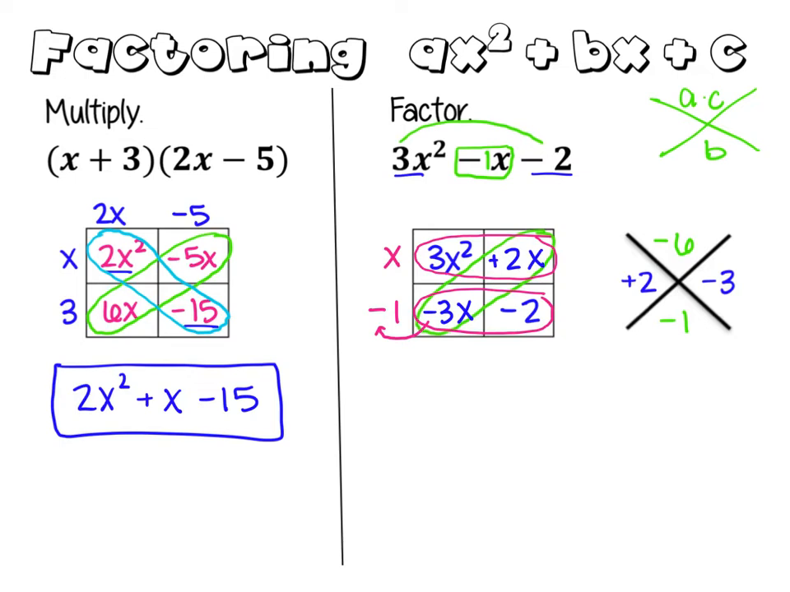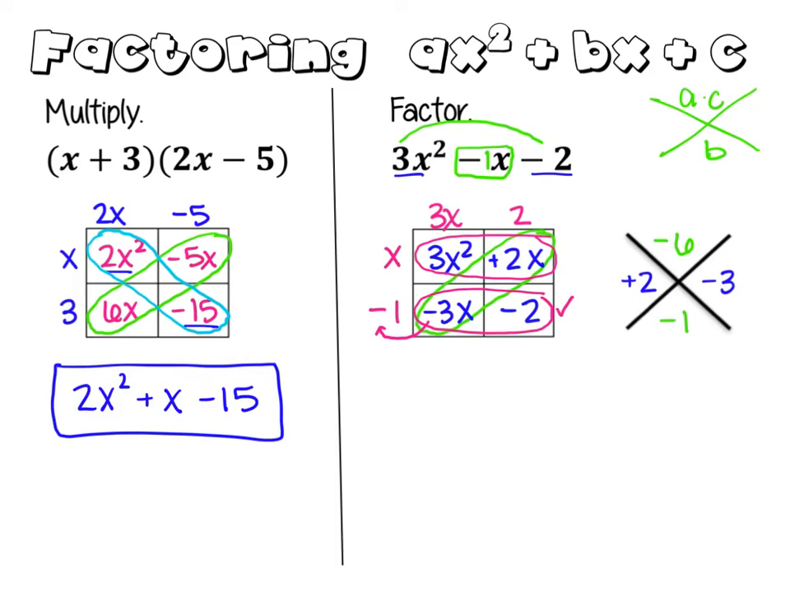Or I could just reverse multiply now. What times x gets me 3x squared? Well, that would be 3x. And what times x would get me 2x? That would be 2. And 2 times -1 is -2.